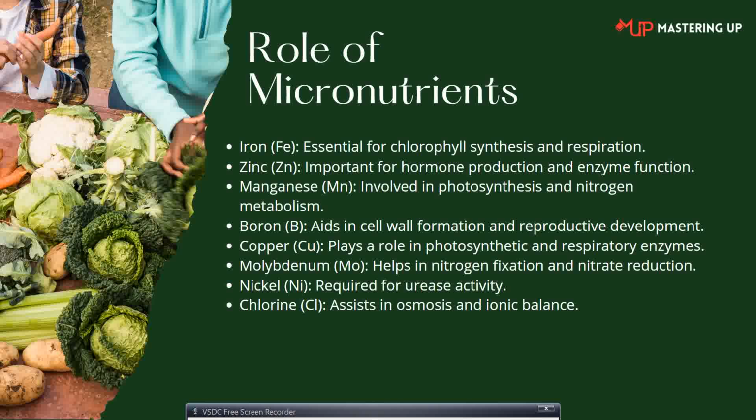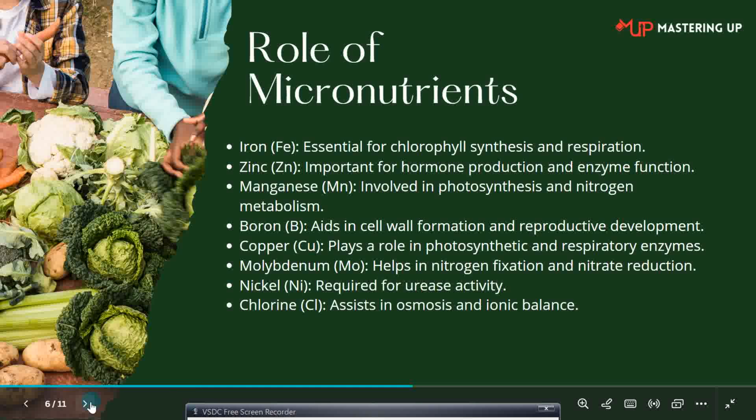Through nitrogen fixation, atmospheric nitrogen is converted to ammonia, ammonia is converted to nitrite, and nitrite is converted to nitrate, and this nitrate, NO3-, is absorbed by the plant. So molybdenum helps with this nitrogen fixation. And nickel is required for urease activity, and chlorine assists in osmosis and ionic balance.